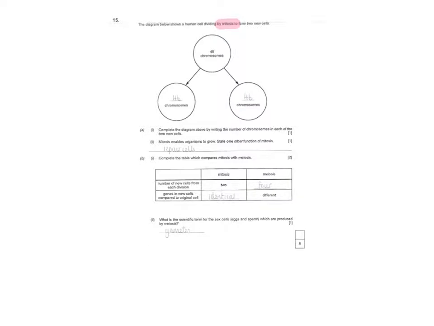Complete the table which compares mitosis with meiosis. So in mitosis we have two daughter cells, in meiosis we have four. In mitosis the cells are identical, in meiosis they are different. What's the scientific term for the sex cells which are produced? It is gametes.